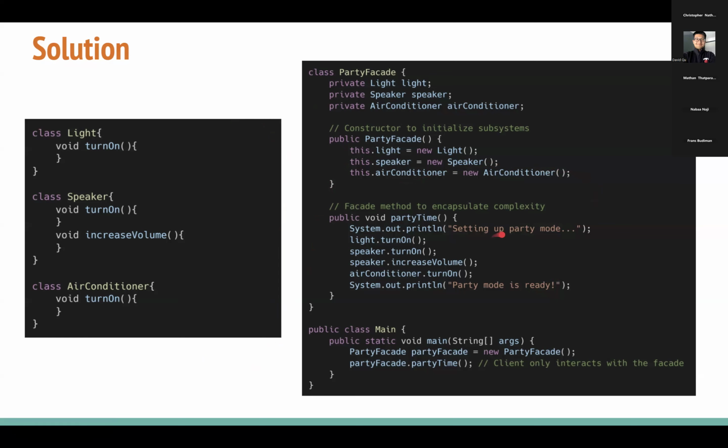And then in one of the methods, you compile all these complex steps so that in the client part of the code, you just have to invoke one of these methods, which is the party time method, and then it will run all these complex steps for you. The implementation is quite simple, but it's quite powerful so that you don't have to write all this in the client code side. Any questions for facade? It's quite straightforward.